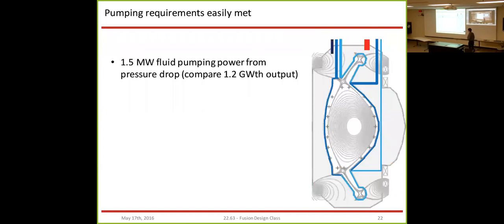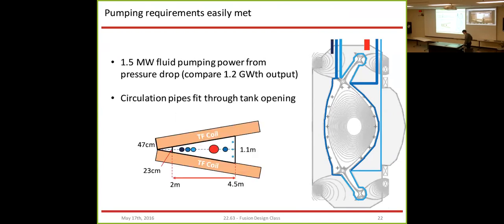So first, to cover the pumping power requirements: how much power do these swirl tubes require? It turns out, again based on our CFD simulations, only 1.5 megawatts of fluid pumping power would be required to push the fluid through all of these channels. Comparing this to the 1.2 gigawatt thermal output of ARC, it's a pretty negligible fraction.